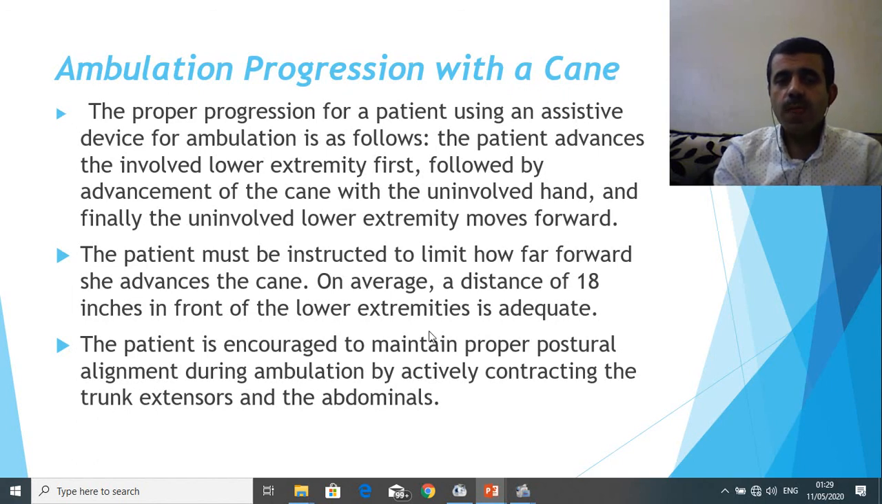The proper progression for a patient using an assistive device for ambulation is as follows. The patient advances the involved lower limb extremity first, followed by advancement of the cane with the uninvolved hand, and finally the uninvolved lower extremity moves forward.